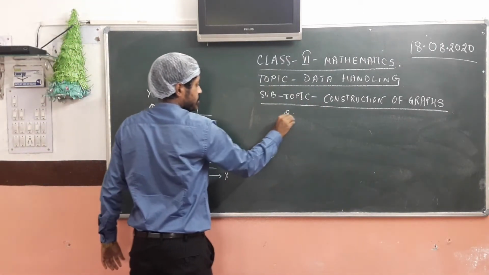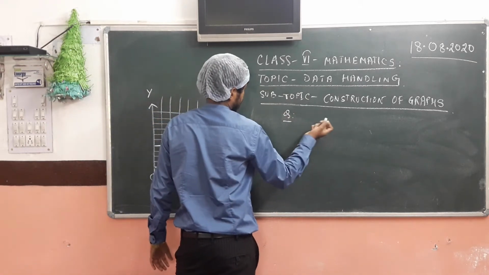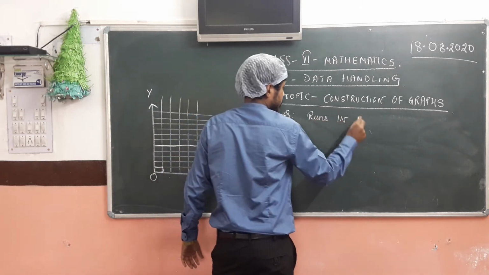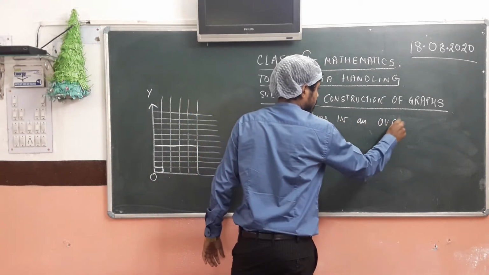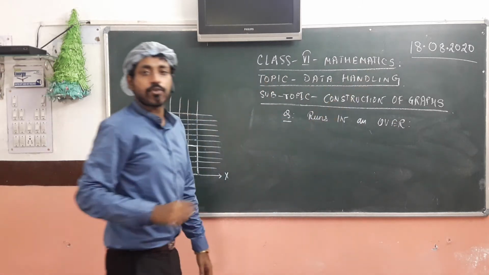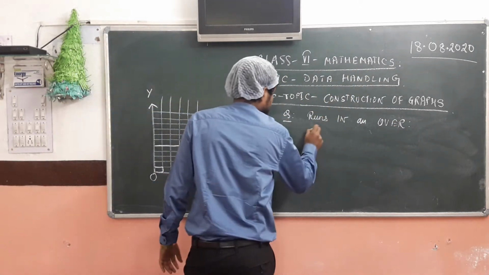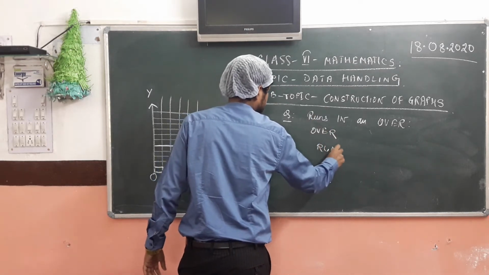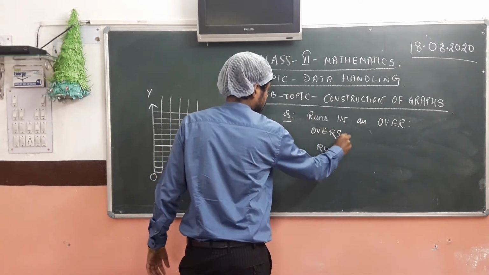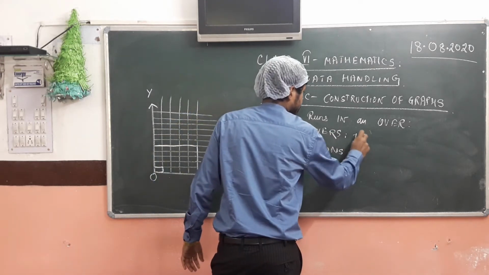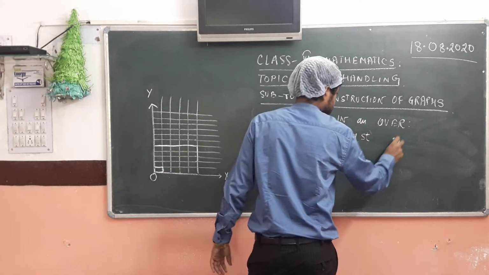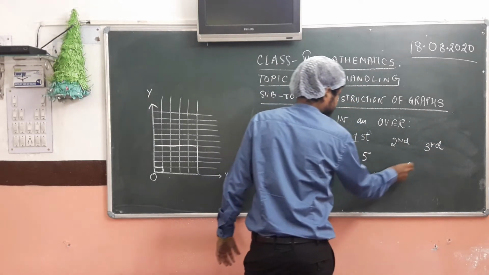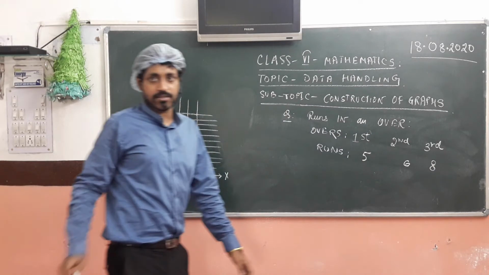Say what is the question? Say we are discussing runs in an over. We have the over here and we have the runs here. Overs and runs. We have the first over, we have the second over, and we have the third over. We have 5 runs, we have 6 runs, and we have 8 runs.